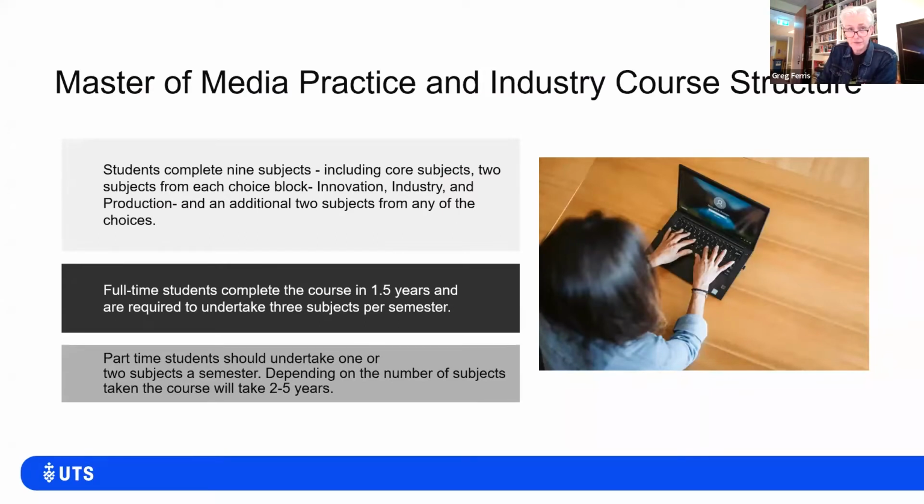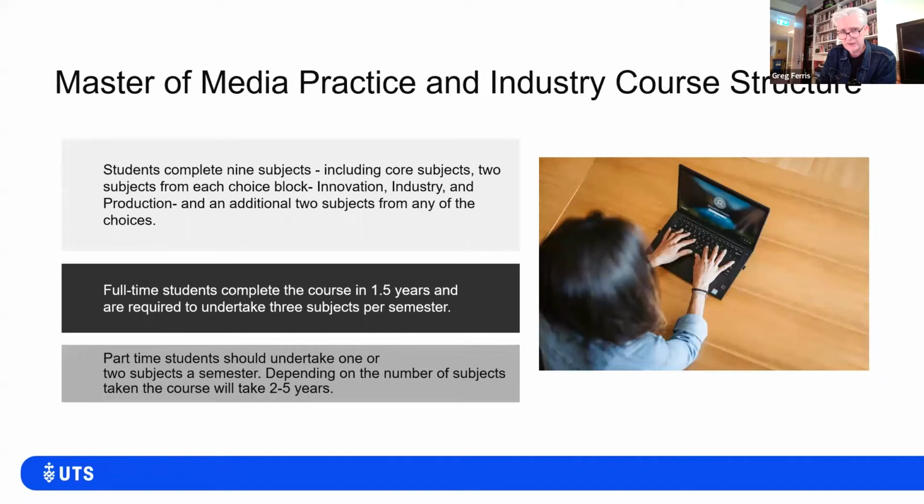Okay, so assuming you're here for the right course, Media Practice and Industry, it's been going for about three and a half years now, quite successfully. There are 9 subjects that are included as part of the MA. Each of those subjects is 8 credit points, making a total of 72 credit points. There are a bunch of blocks that you can do. So there are innovation blocks, industry blocks, and production blocks. And I can talk about specific subjects directly as part of the Q&A.